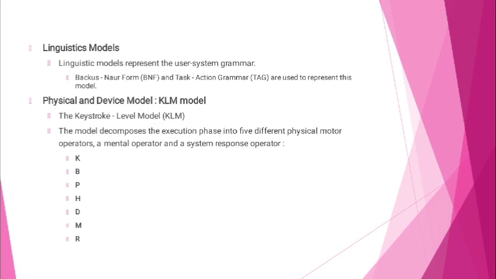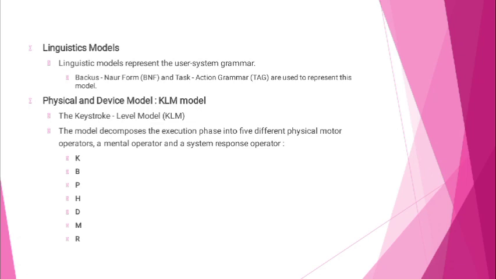The model decomposes the execution phase into 5 different physical motor operators, a mental operator, and a system response operator. And the first one is K. K is keystroking, actually striking keys, including shifts and other modifier keys. The next one is B, that is pressing a mouse button. B stands for button, pressing a mouse button.